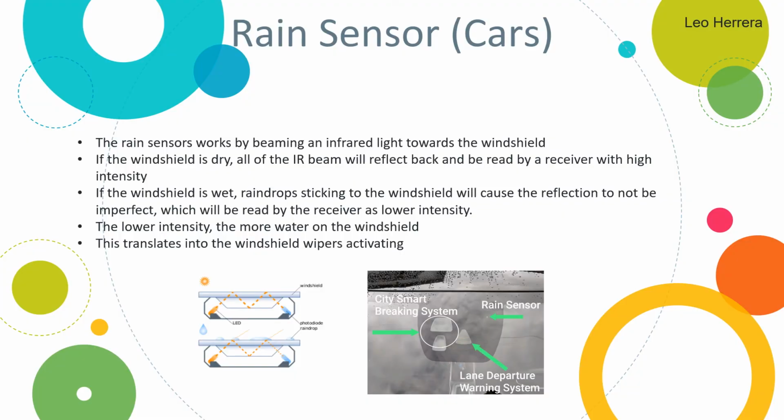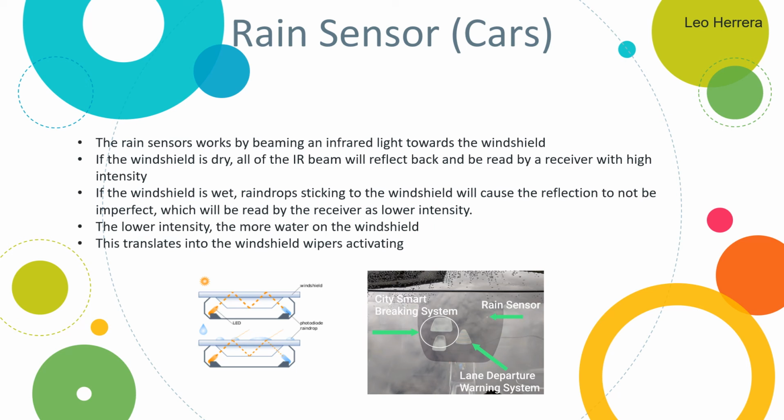Now, the rain sensor for a car is a little bit more complex. The way this one works is by beaming an infrared light or an LED towards the windshield at a certain angle. If the windshield is dry, the IR beam or the LED beam will bounce and reflect back and then be read by a receiver. Because there are no obstructions, it will bounce back perfectly and be received with generally the same or high intensity.